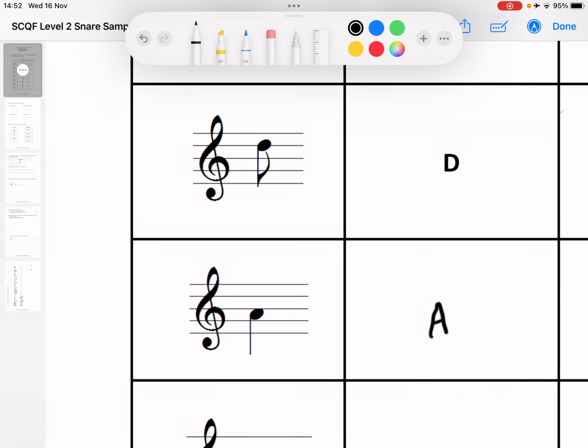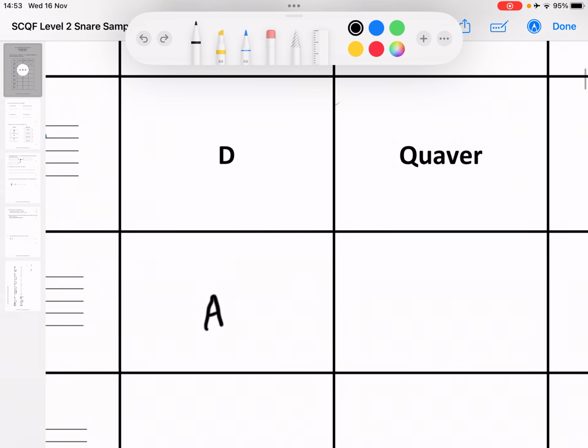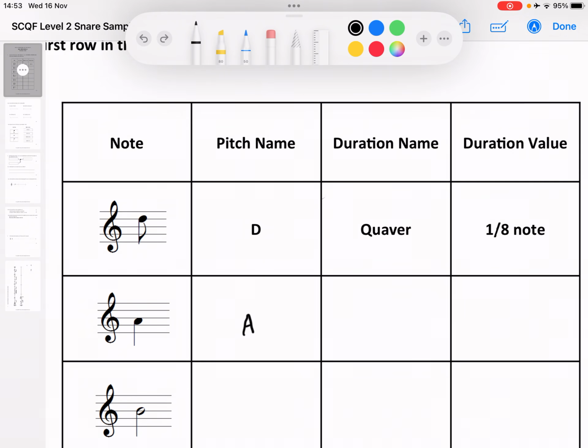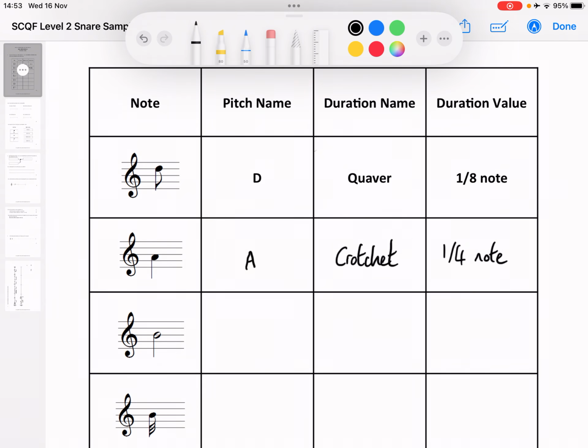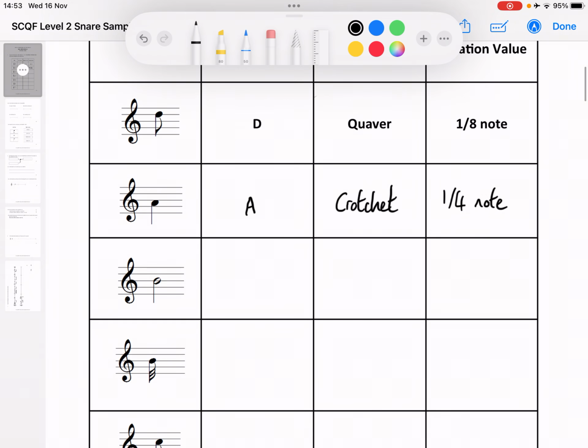is A. And then if we look at the note itself, it's a note that's got a stem and a filled in note head. So that note's going to be a crotchet. So I would write crotchet. And again, thinking back to the duration table we just spoke about, it's a quarter note. And you would get full marks for that because that's correct.